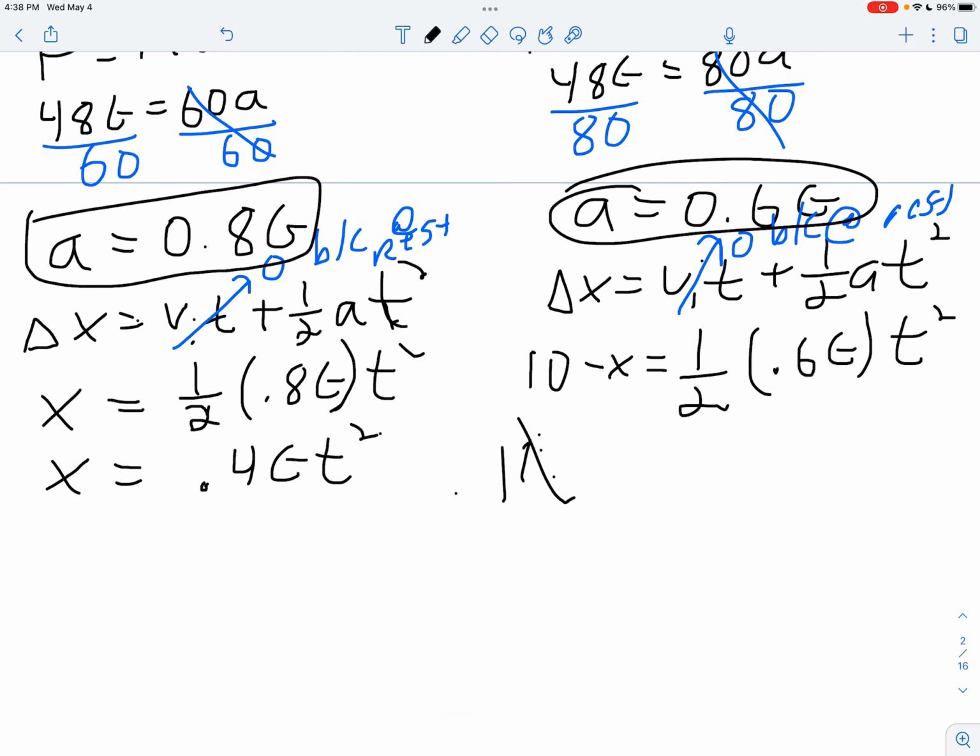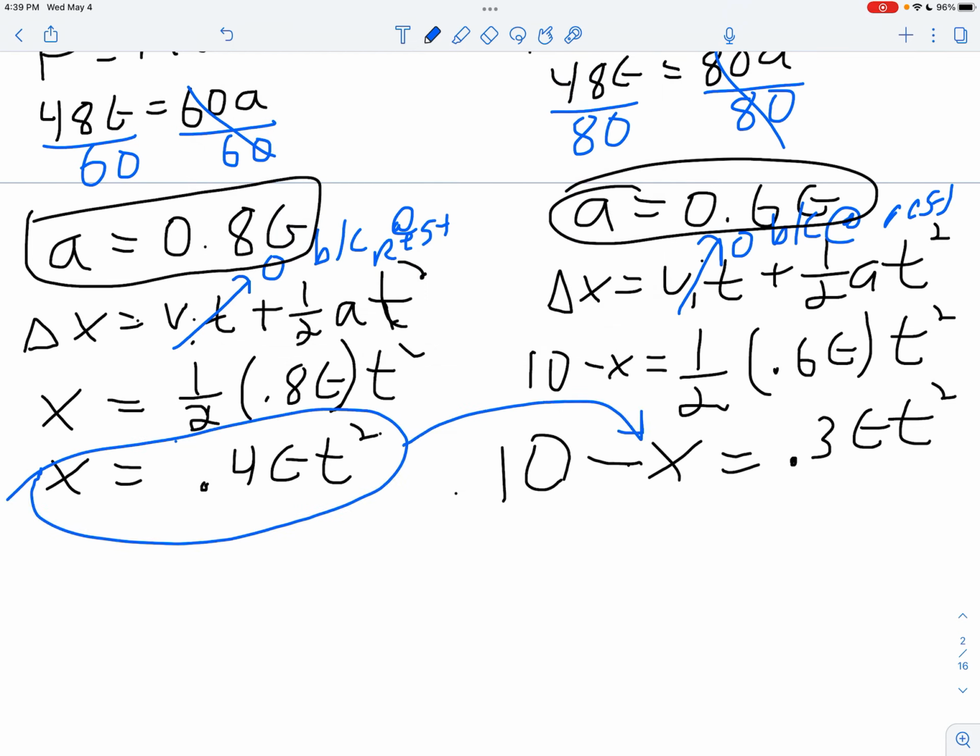Okay, hold on 1 second. There we go. 10 minus x equals half of 0.6 is 0.3 gt squared. All right. And so I can't go any further. So now I'm going to substitute this into here. And what I get is 10 minus 0.4 gt squared equals 0.3 gt squared.